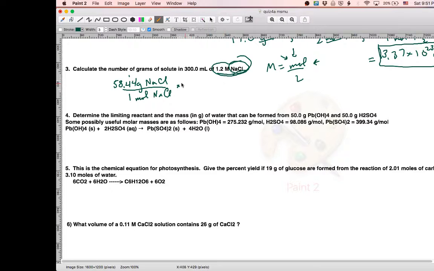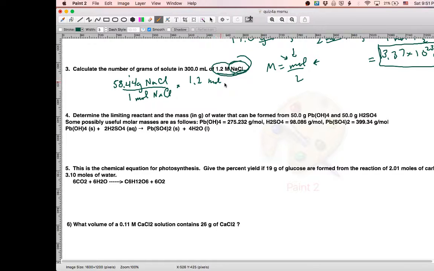Let's see. Now I have moles, but I want grams. So I'm going to cross out the moles. Where can I get a mole here to cross out? Is that a mole? No. Is that a mole? No. But yes, it is a mole. See, it's moles per liter. So it's 1.2 moles per liter.